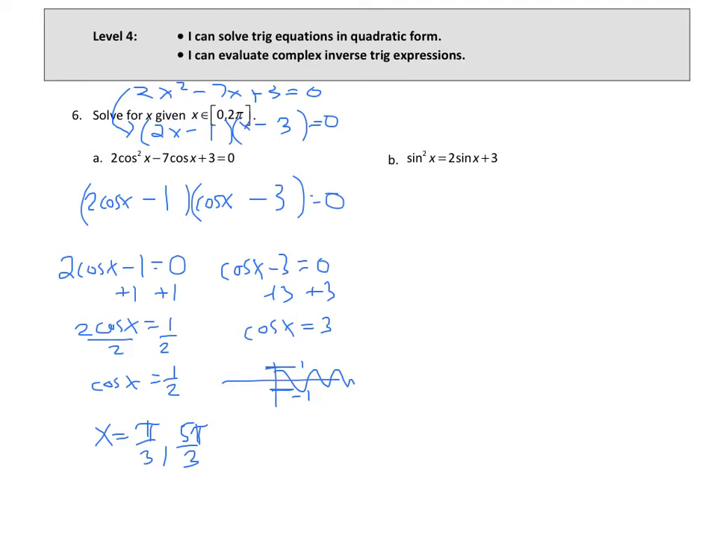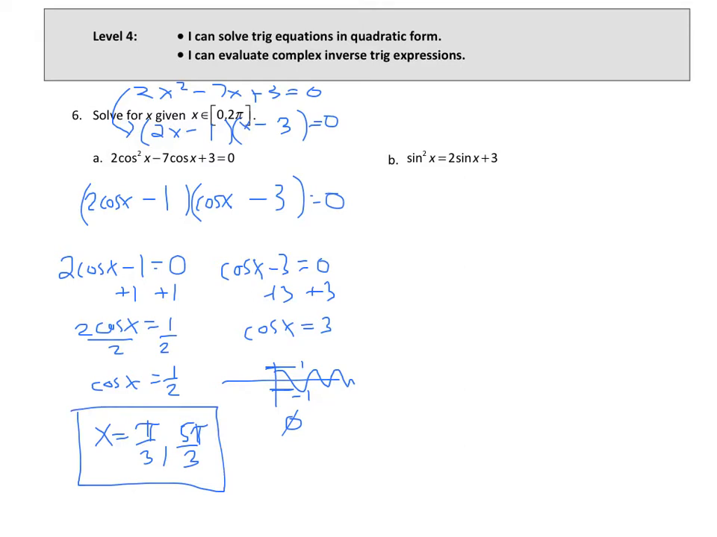So if I don't have a cosine or a sine value between -1 and 1, that's going to be no solution. So this part doesn't have any solutions, and my only solutions to this equation are the first two I found, pi over 3 and 5 pi over 3.